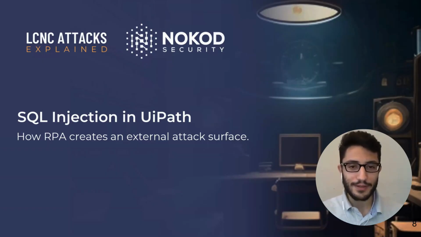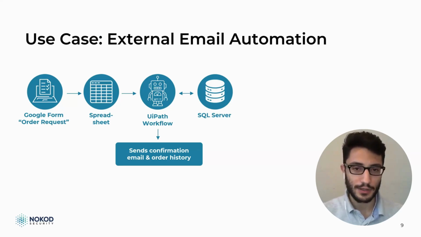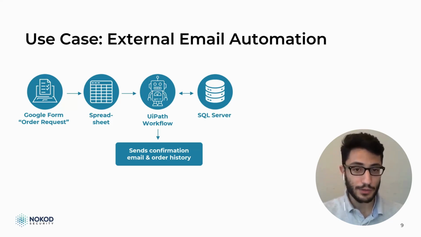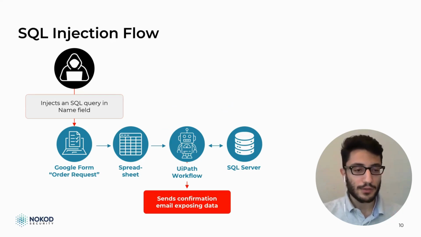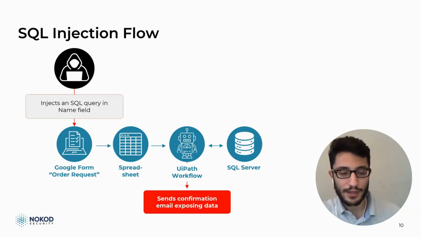Our next example is SQL injection. So we have the same setup as before, and additionally to the order email, the flow sends a confirmation email to the customer with his order history. To get the user's orders, the workflow accesses a database that contains the order history. The workflow uses the customer's name to fetch his order history. And we'll see that an attacker can use the name field to exploit the workflow and inject an SQL query to expose sensitive data.